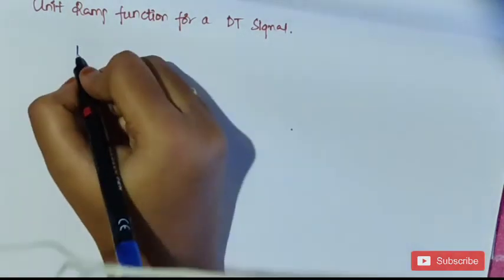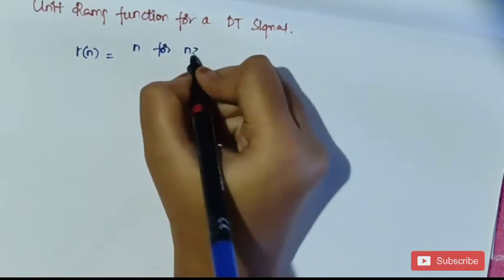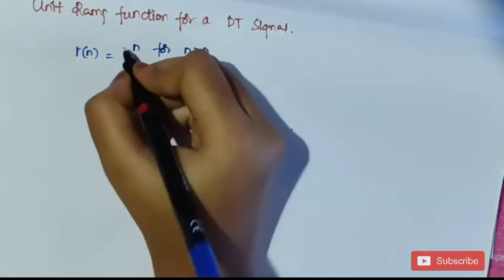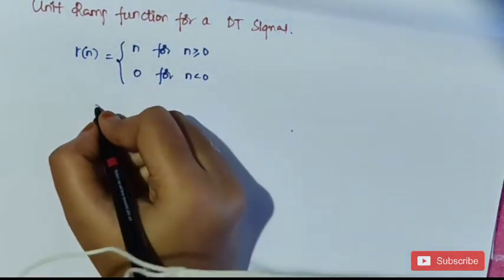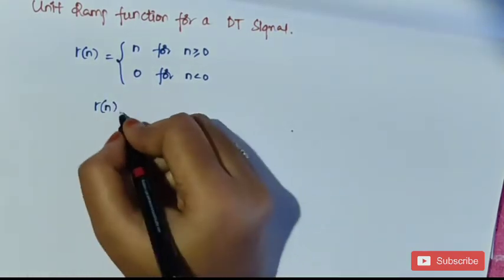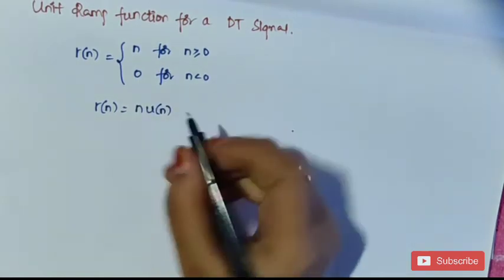As we know, in a discrete time signal, the t should be replaced with n. So we should write R of t as R of n, which is equal to n for n greater than or equal to 0, and 0 for n less than 0. This is about the unit ramp function. In the same way, we can derive the relation between the unit ramp function and the unit step function. R of n is equal to n into u of n.